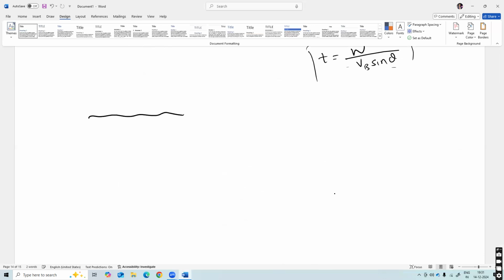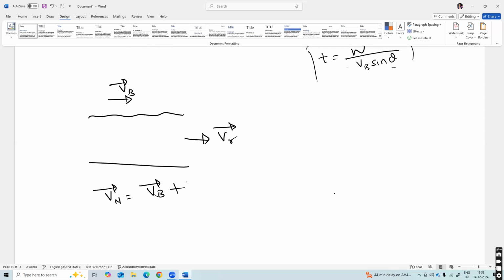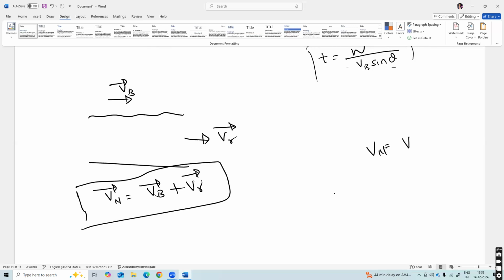In the earlier case we have seen that if VR is the velocity of flow of the river, and VB is the velocity of the boat, then net velocity of the boat is equal to velocity of boat plus velocity of river. We have seen that in the downstream case, and in the upstream case it was VB minus VR.